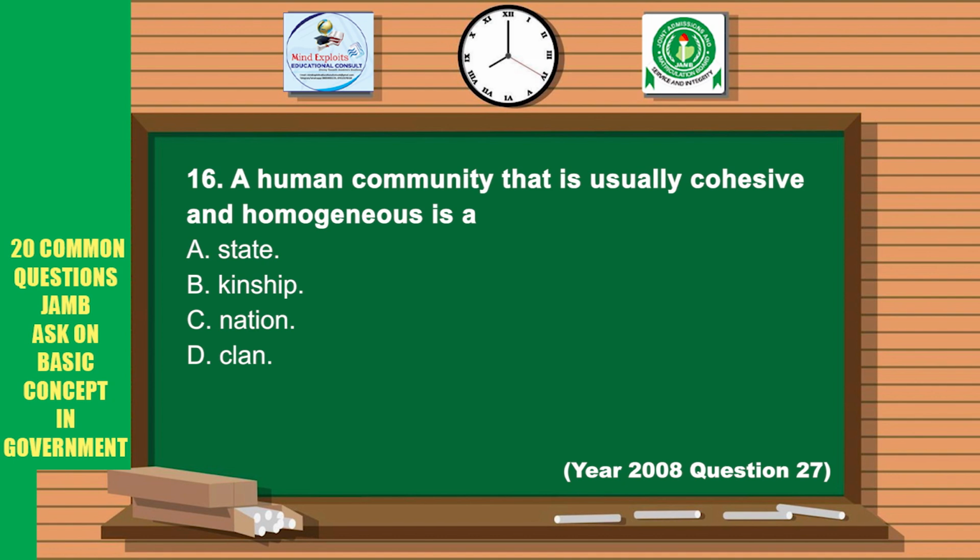When people share the same language, the same homogeneous culture and all the likes, we refer to it as a nation. So the Igbos could be regarded as the nation, the Tiv, the Hausas, the Urhobos, all the major ethnic groups in Nigeria. We can call them a nation inside the territory called Nigeria, which is a state. So the right answer there is C, which is a nation.